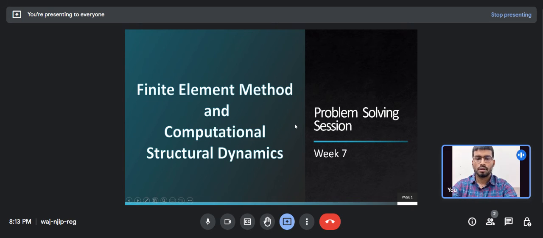Welcome to week 7 of problem solving sessions on the course finite element method and computational structural dynamics. In the previous sessions, we have seen how to determine the shape functions in the natural coordinate system and in the local coordinate system of a 2D element, right? And we have solved one problem in which the plate was subjected to the load on one edge by considering the 2D element, right?